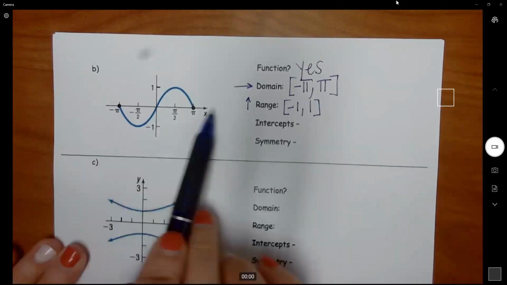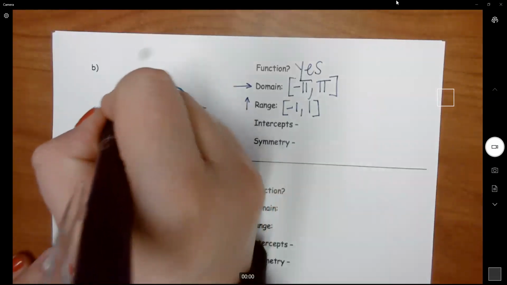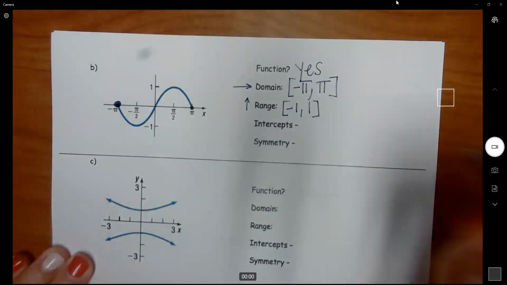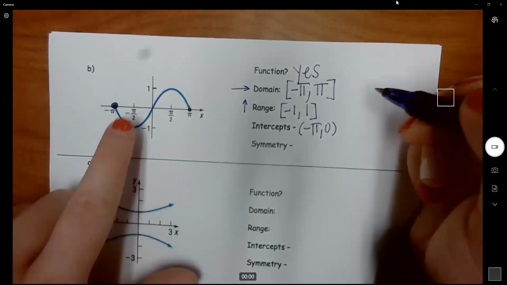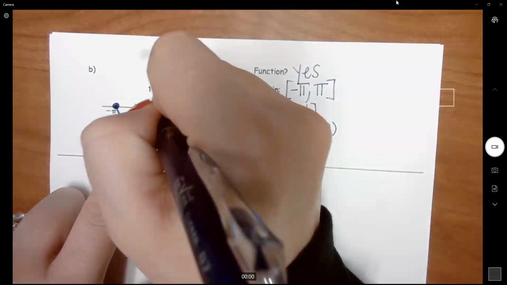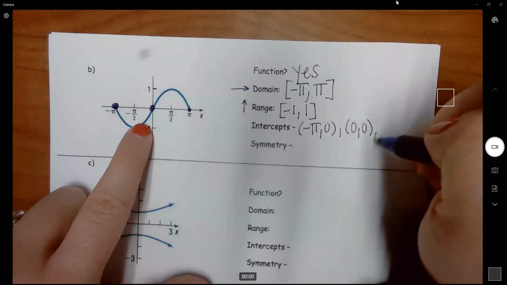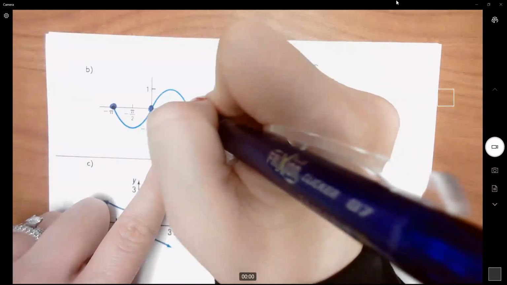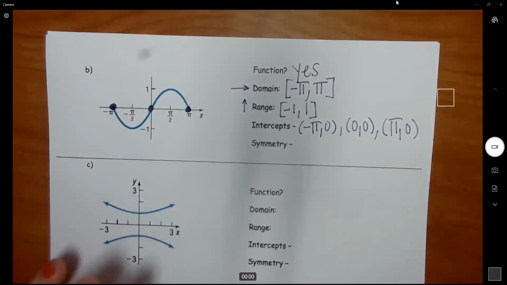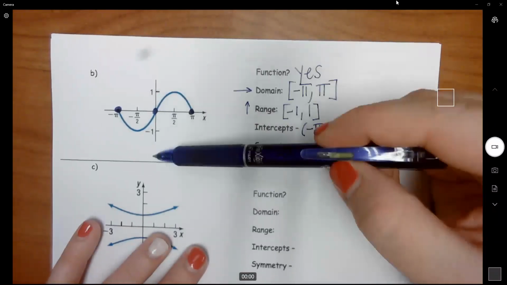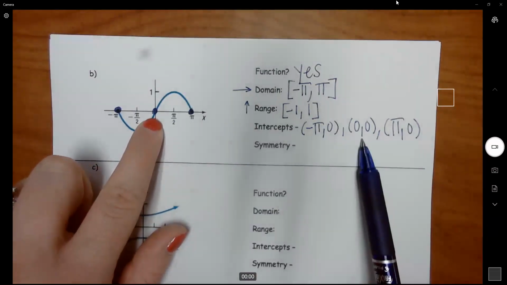Intercepts. Is this crossing my x-intercept? At 3 spots. Here, at -pi, 0. Right here at the origin, comma, at 0, 0. And then also right here at pi, 0. Is it crossing this y-axis anywhere? Yes, right here at the origin, which we've already included.